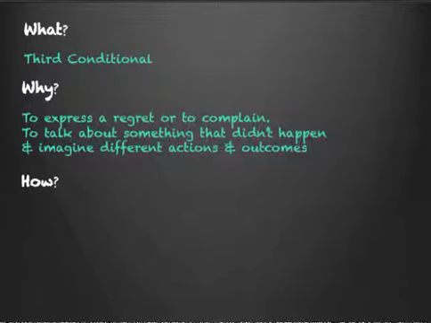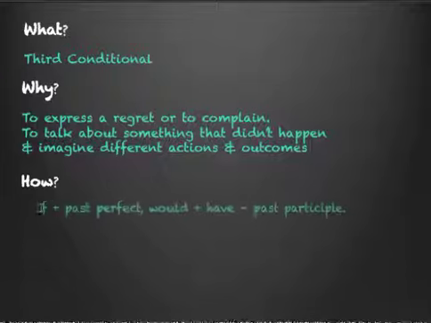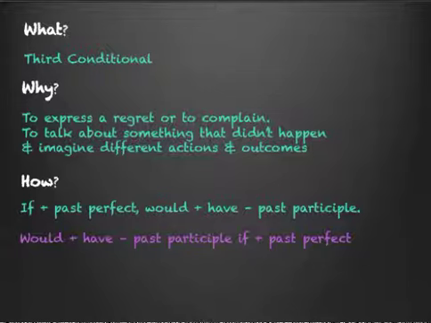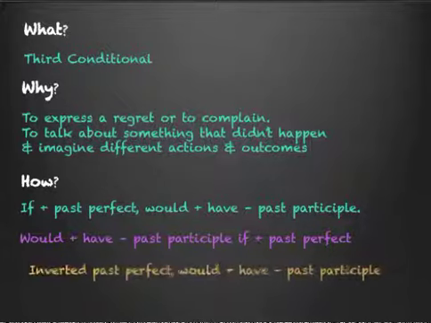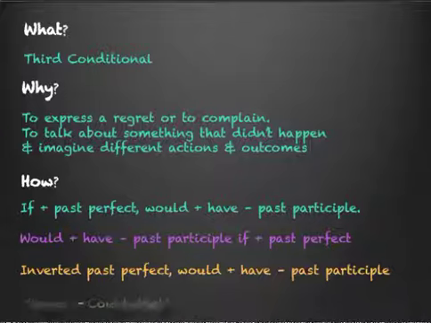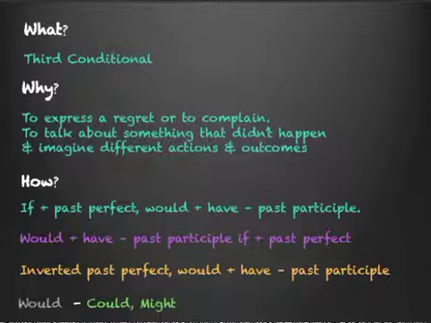And what's the grammar for the third conditional? Well, it's if plus a past perfect, followed by would, have and the past participle. Or we can change that around and say would, have, past participle, if, and then the past perfect. If you want to be more advanced, you can invert the past perfect, so an inverted past perfect, would plus have and the past participle, and if we want to talk about possibility, we can change would for could or might.